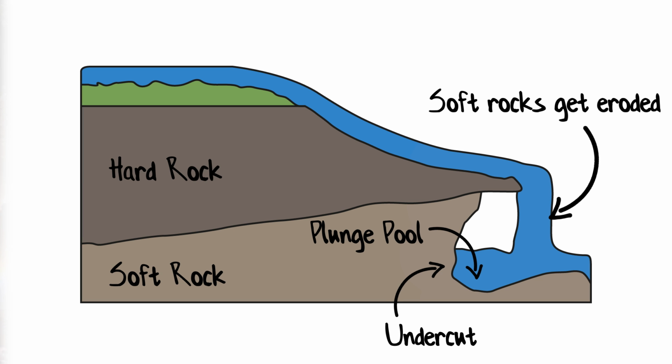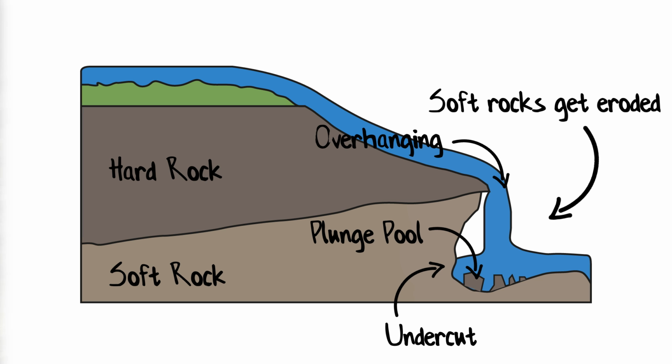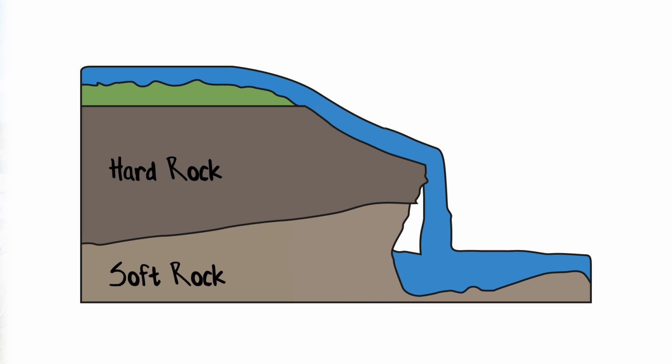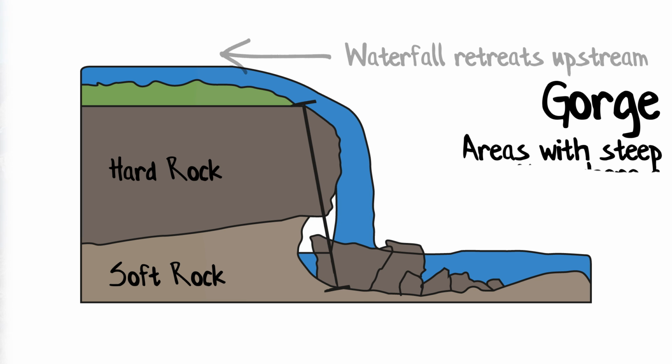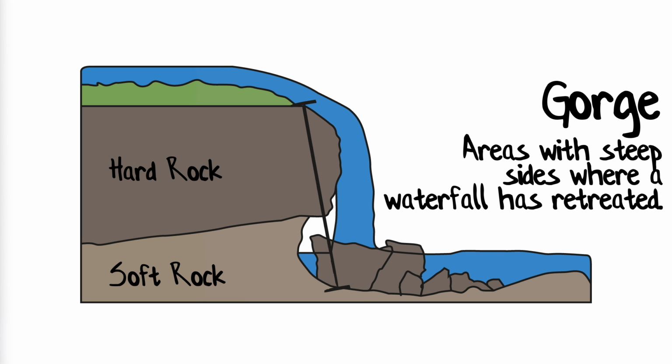The harder rocks are left hanging. They are called the overhang, and after some time they fall down. This process continues, causing the waterfall to retreat. What is created from the retreating waterfall is called a gorge.